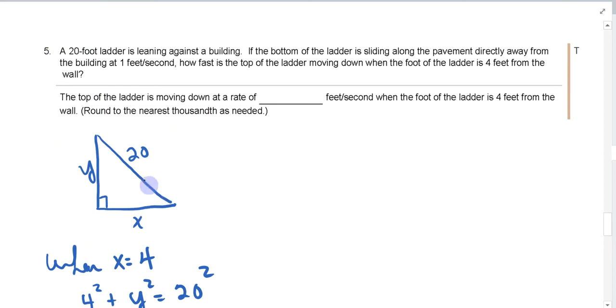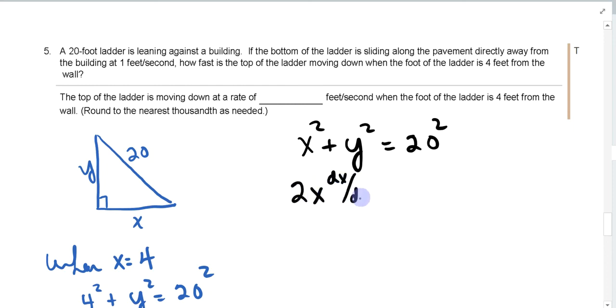If you have a right triangle, we should remember that X squared plus Y squared equals 20 squared. That's the Pythagorean theorem. So let's take the derivative of that, because we're supposed to find how fast the top of this ladder is sliding down when this part is sliding this way. So we need this relationship. So we got 2x dx/dt plus 2y dy/dt equals 0.